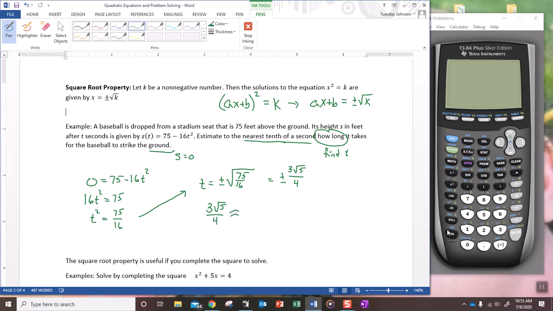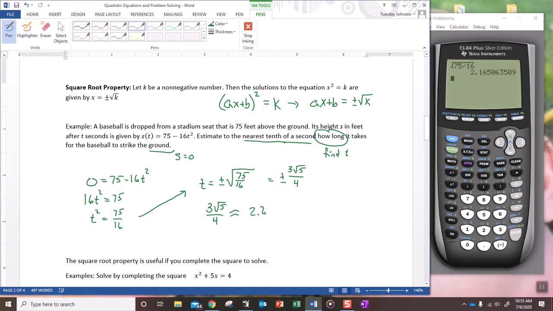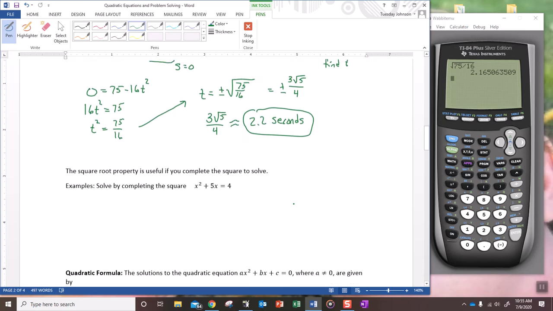I'm going to put in my calculator the easier version, which is the square root of 75 divided by 16. It's all under the radical. That's awesome. 2.2 seconds for this baseball to drop 75 feet from the stadium seat to the ground level. All right, 2.2 seconds. A lot of times this is our math answer, but math is only as useful as our ability to translate it, so make sure you put it in terms of something that's understandable for the question that's proposed.